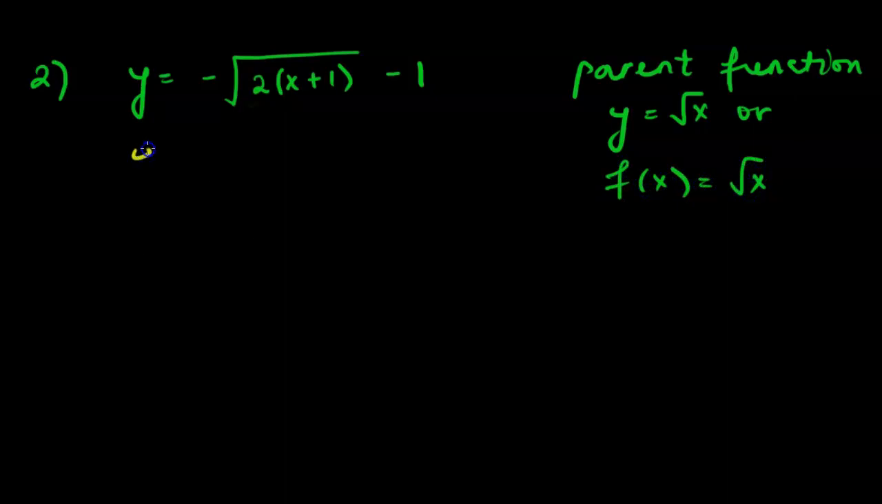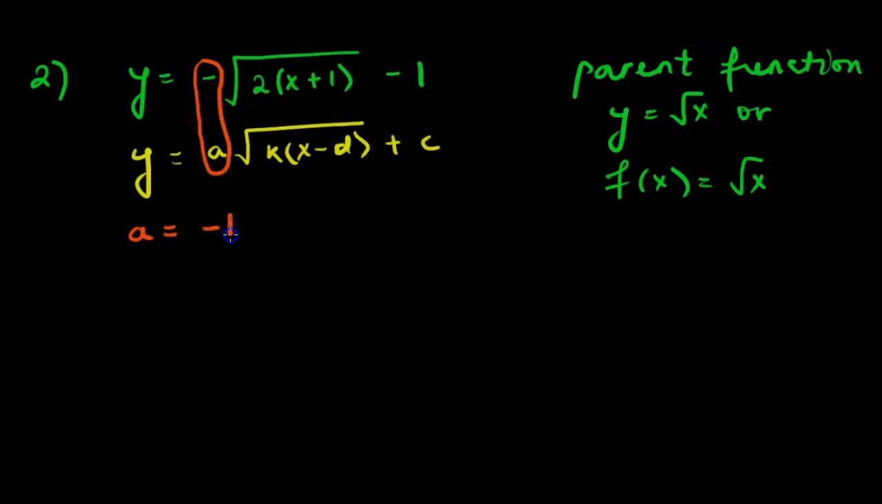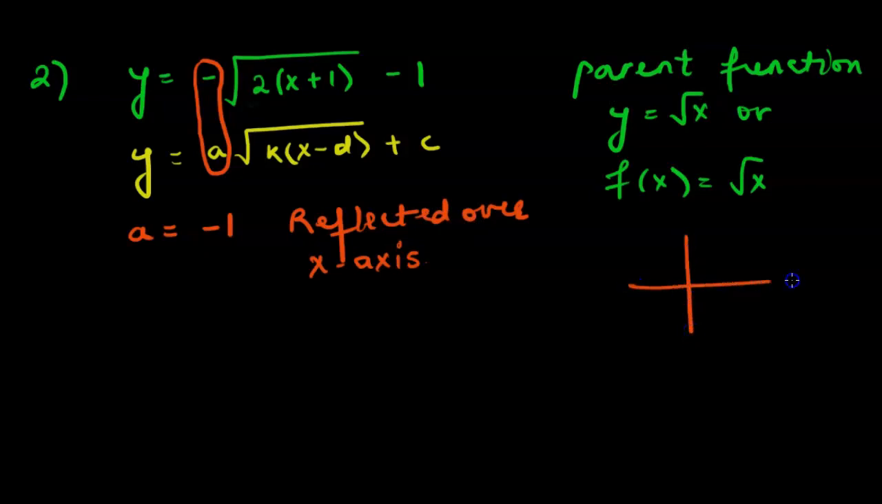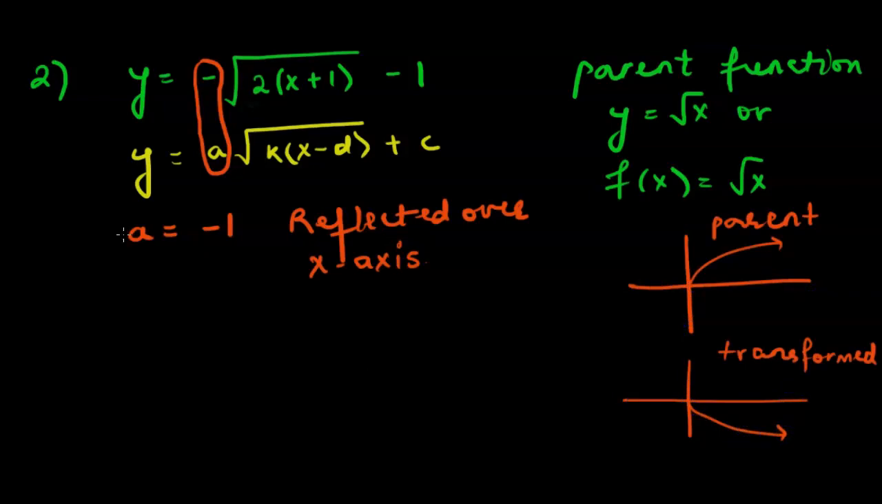Now we write down the general transformed equation, y = a square root of (k(x - d)) + c, and then all we have to do is match our a, k, d, c parameters with the numbers given in the equation. So a is equal to negative; no number means it's 1. a is exactly equal to the value 1, so there is no vertical stretch or compression, but there is just reflection. So the graph is going to be reflected over the x-axis. Which graph is going to be reflected over the x-axis? That's the parent function graph. So if our parent function graph looks like this, the transformed graph will look like this. We'll talk more about graphing in the next video lesson. Let's first continue this one.